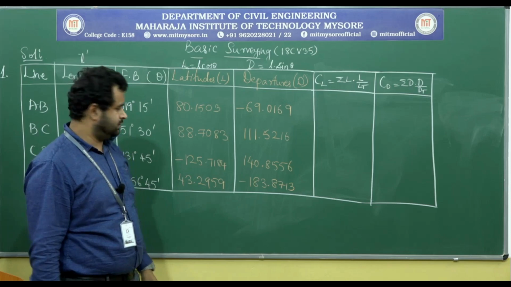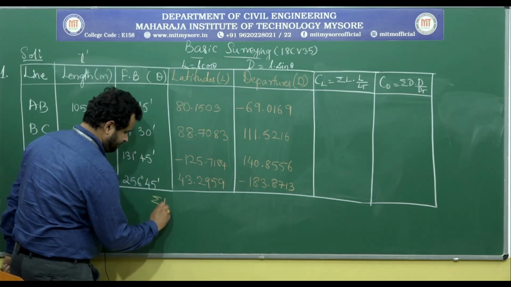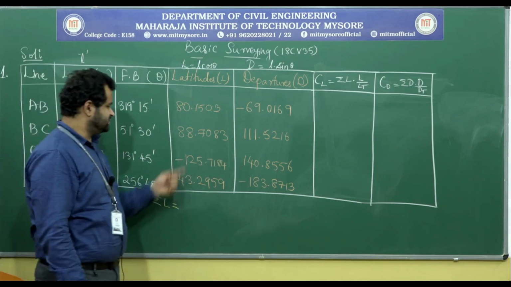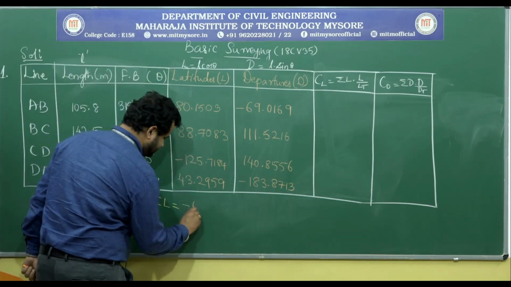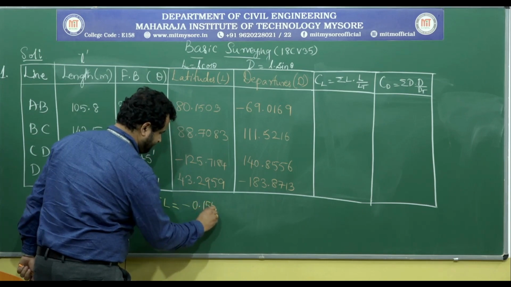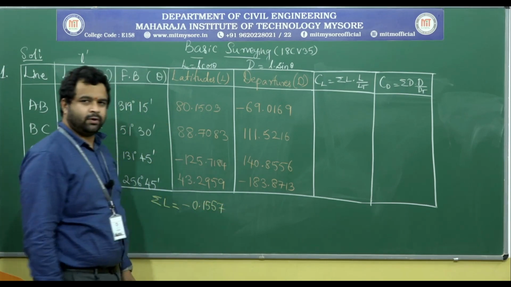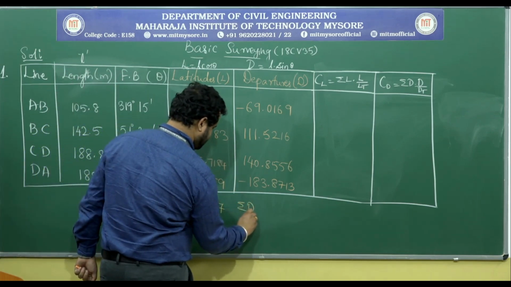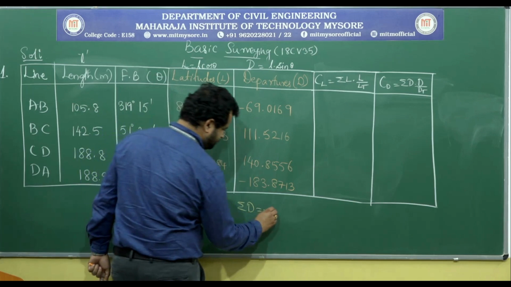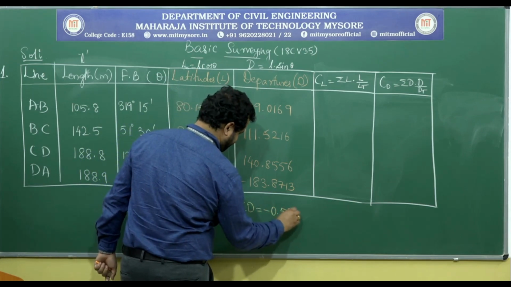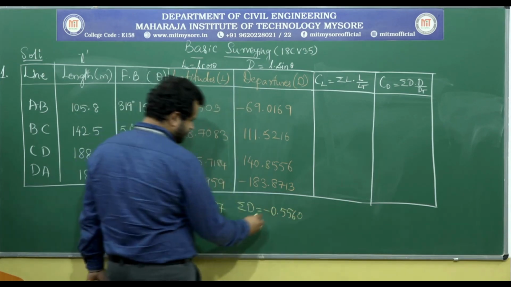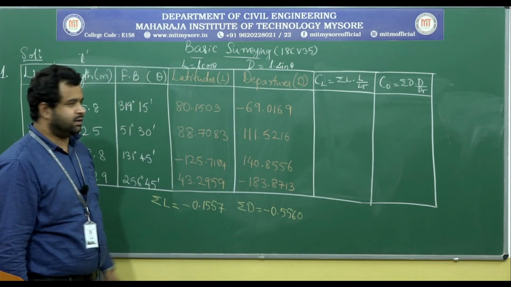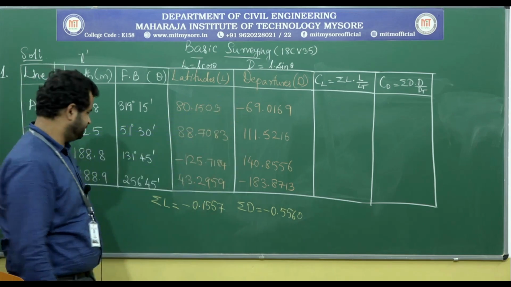But what is sigma L? Add all the latitudes, that is equal to minus 0.1557. Similarly, sigma D is equal to minus 0.5560. But what about LT and DT?